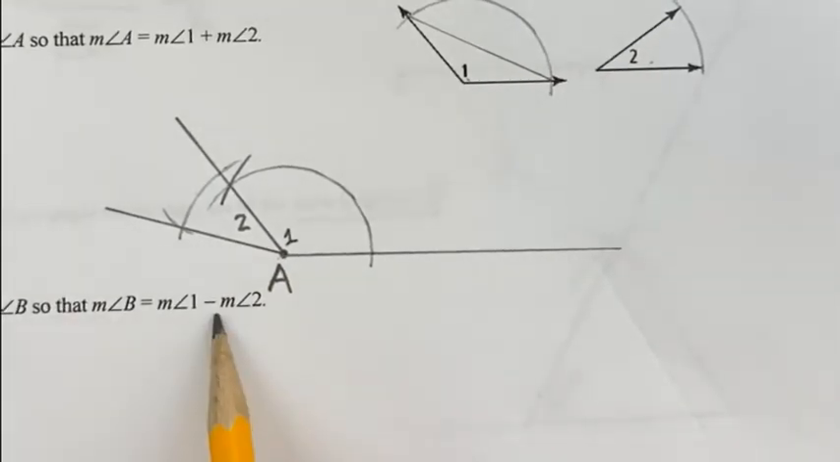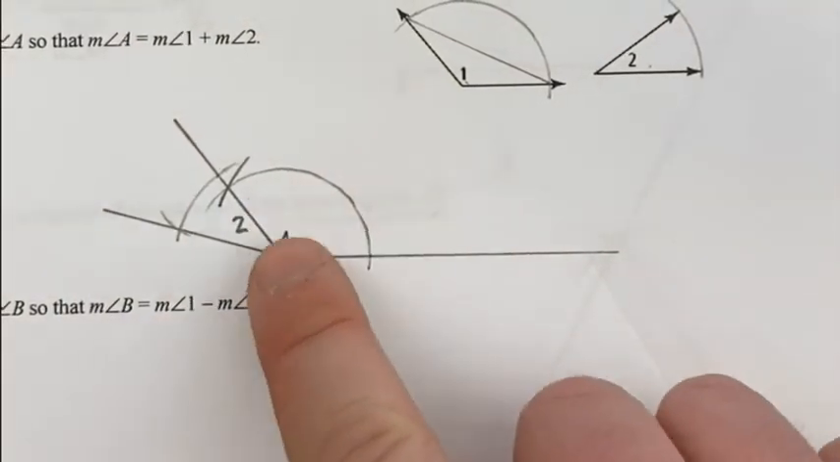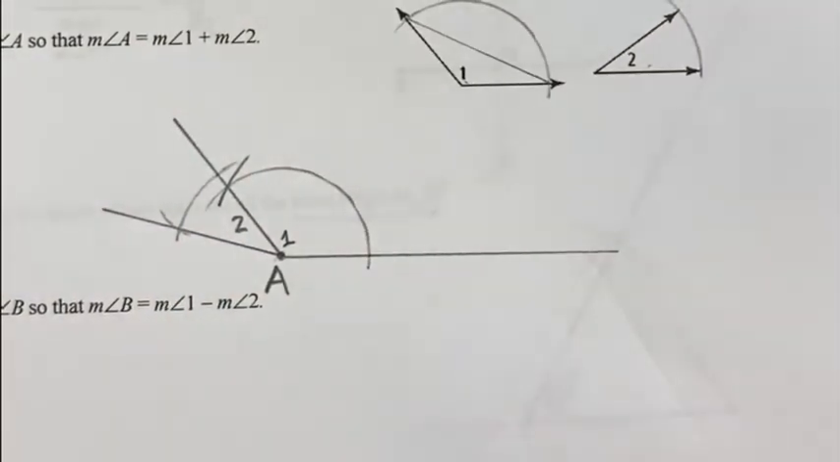And number 9 asks the same thing. It says you've got angle A, but instead of adding the angle, you draw on the opposite side and you subtract the angle.